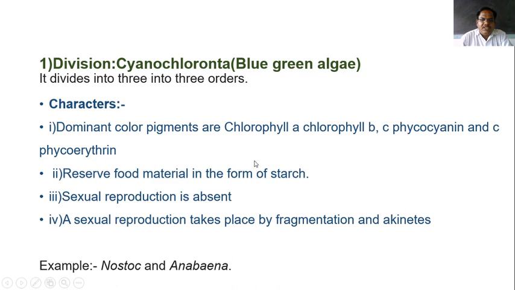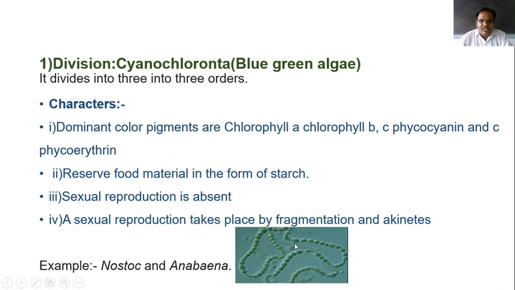The reserve food material in this group, the blue-green algae, is in the form of starch. Sexual reproduction is absent in the blue-green algae, and asexual reproduction takes place by fragmentation or by akinetes. These are the characters found in this group. Examples of this group are the Nostoc and Anabaena.